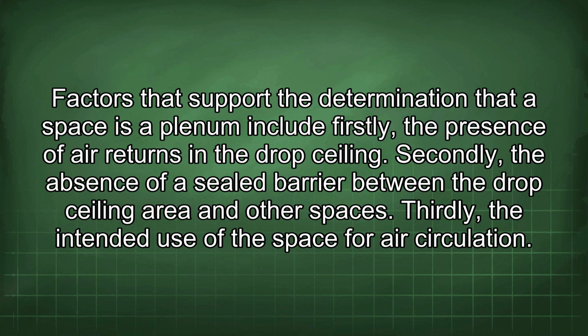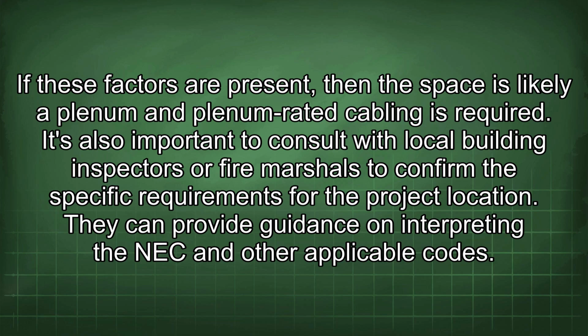Factors that support the determination that a space is a plenum include, firstly, the presence of air returns in the drop ceiling. Secondly, the absence of a sealed barrier between the drop ceiling area and other spaces. Thirdly, the intended use of the space for air circulation. If these factors are present, then the space is likely a plenum and plenum-rated cabling is required. It's also important to consult with local building inspectors or fire marshals to confirm the specific requirements for the project location. They can provide guidance on interpreting the NEC and other applicable codes.